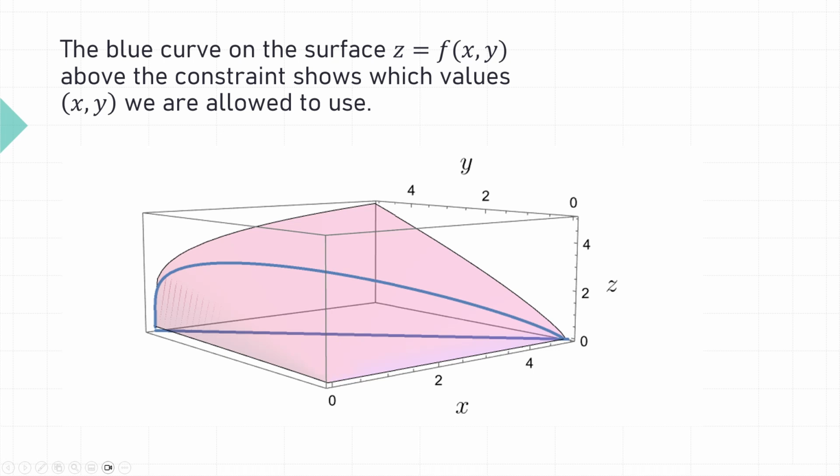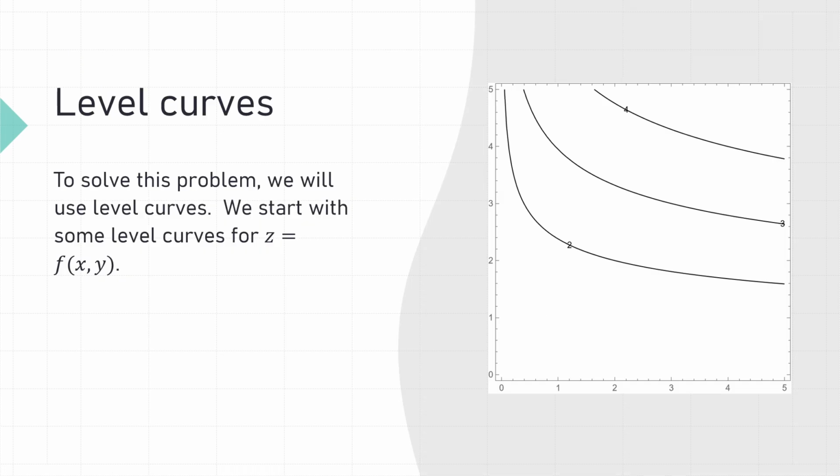If I kept going in this direction on the pink surface, I could get as high as I want, because this is just going to keep getting higher and higher as I go in this direction. But I don't want that. I want the biggest value that goes along this blue curve here. So the way we're going to solve this is we're going to look at level curves again, or contour plots.